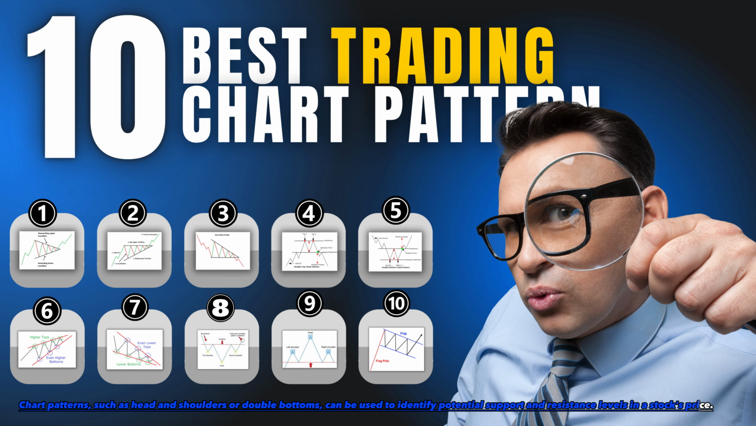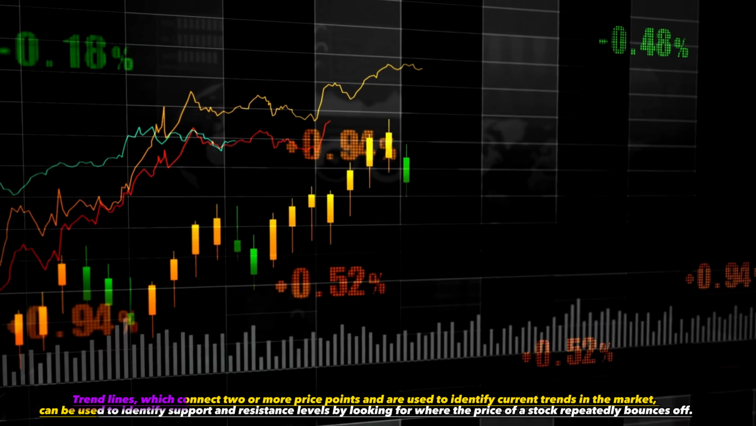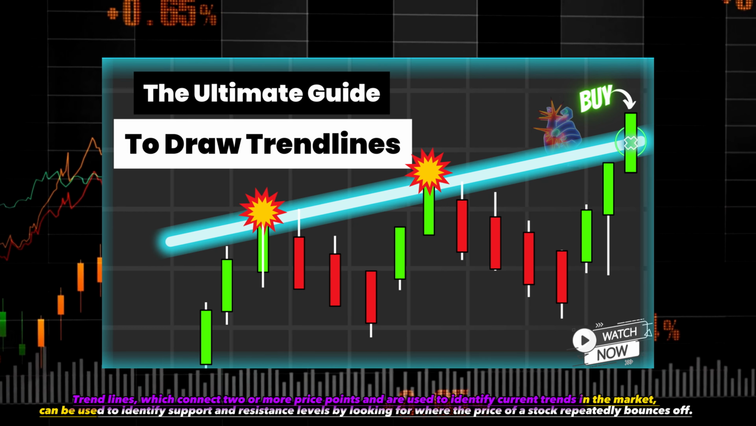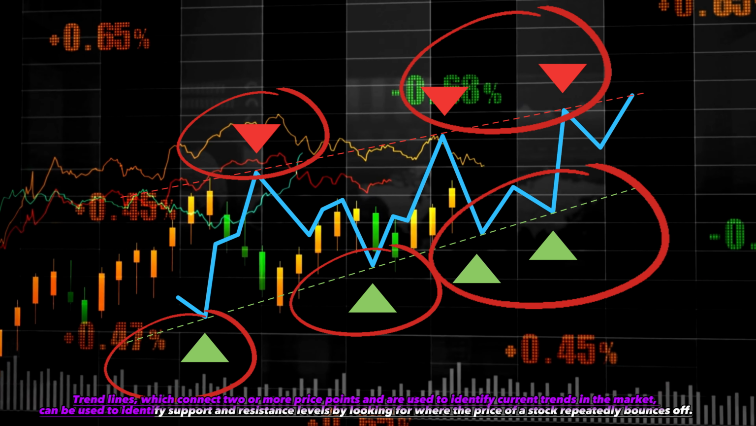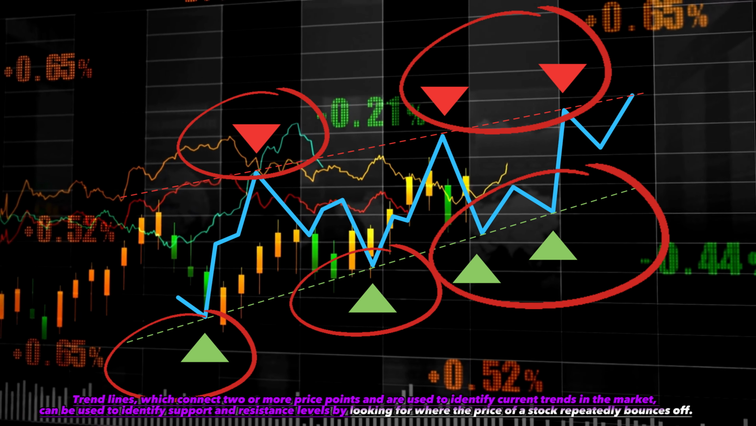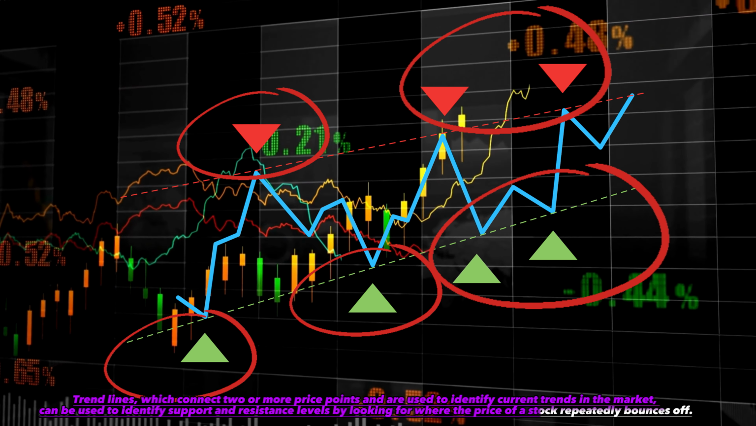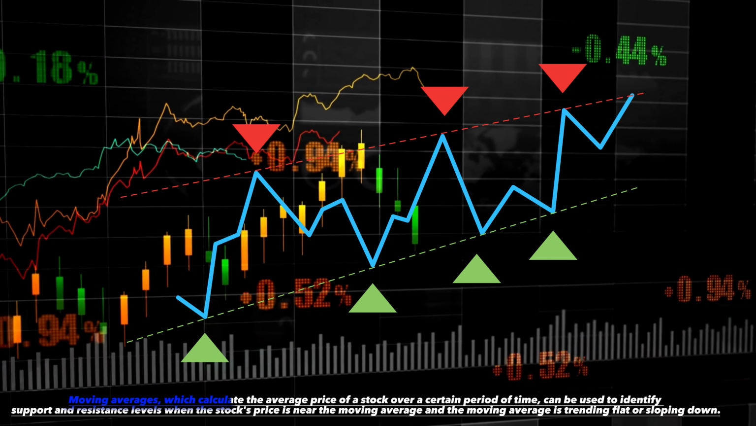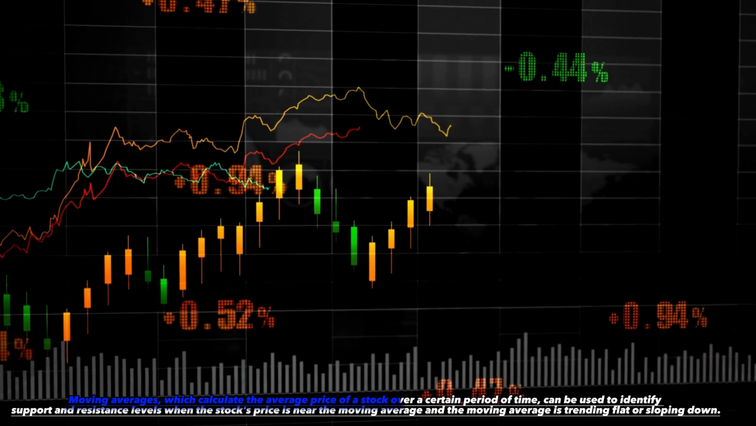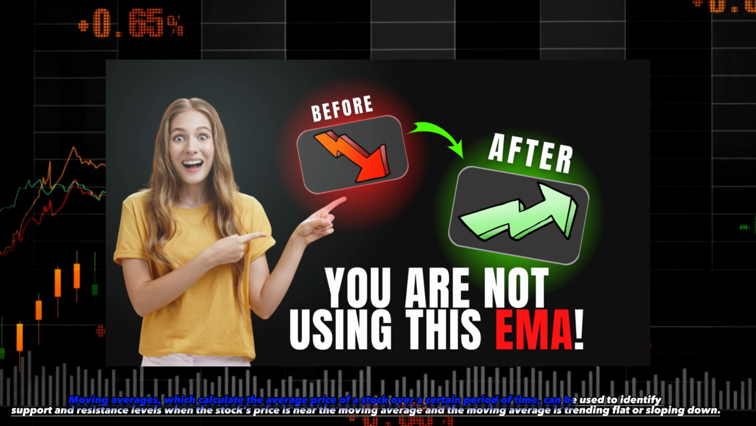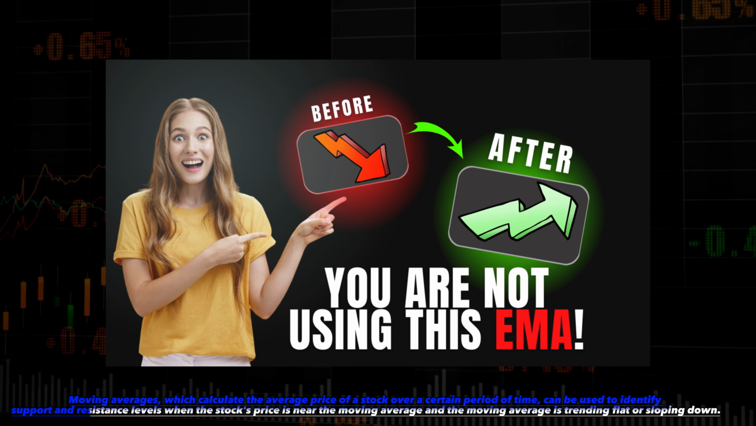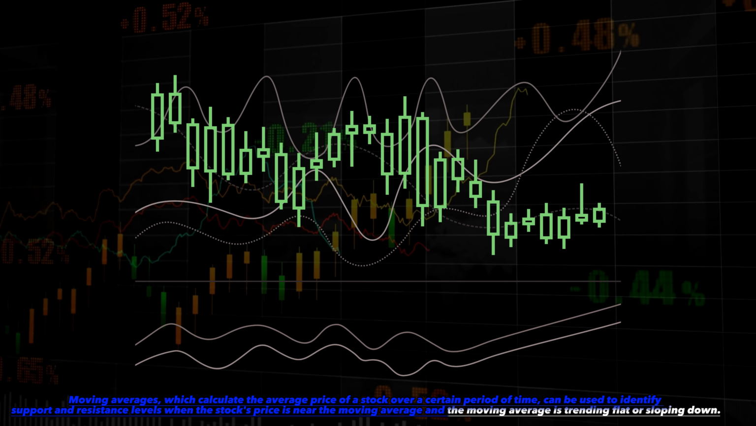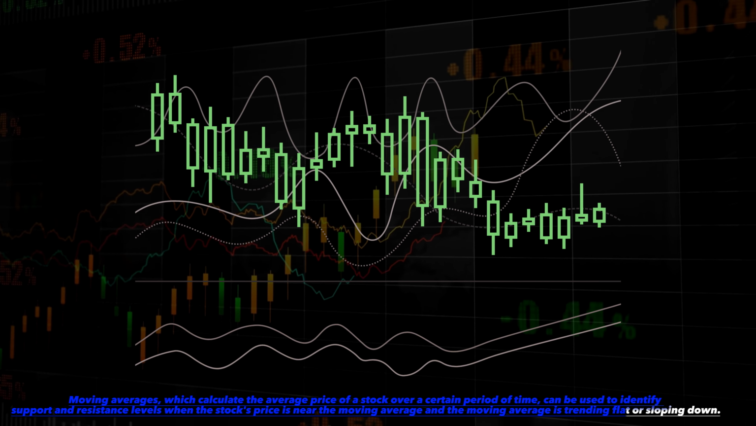in a stock's price. Trend lines, which connect 2 or more price points and are used to identify current trends in the market, can be used to identify support and resistance levels by looking for where the price of a stock repeatedly bounces off. Moving averages, which calculate the average price of a stock over a certain period of time, can be used to identify support and resistance levels when the stock's price is near the moving average and the moving average is trending flat or sloping down.